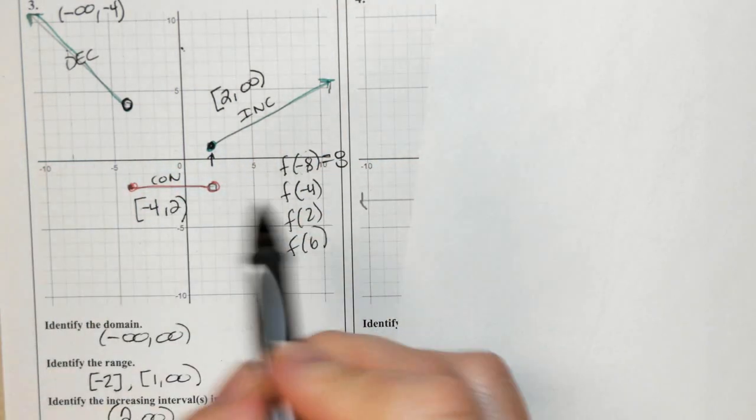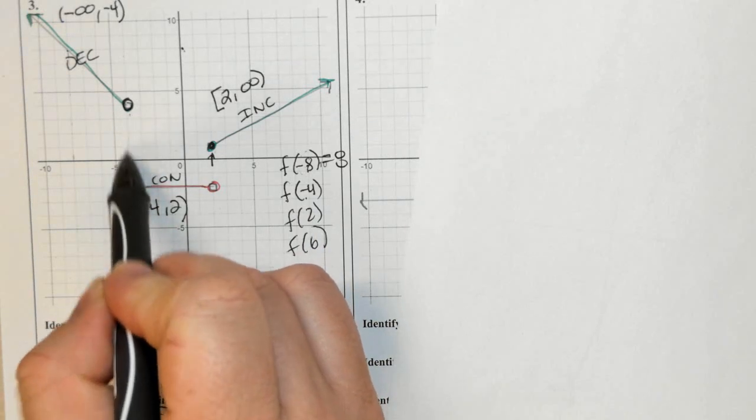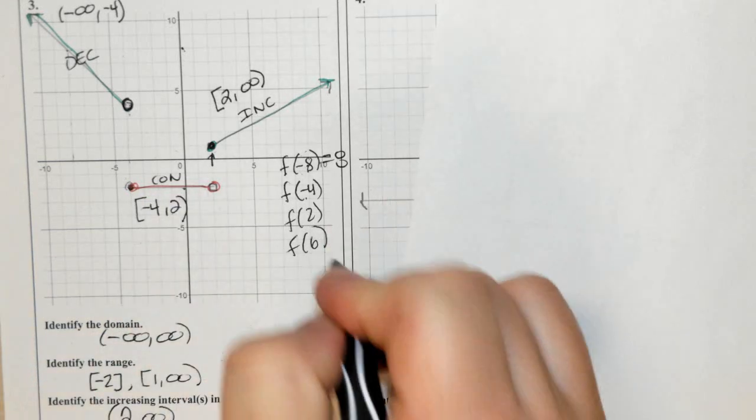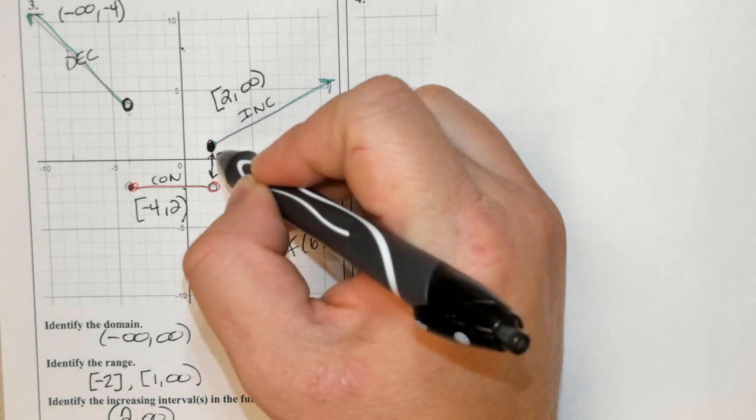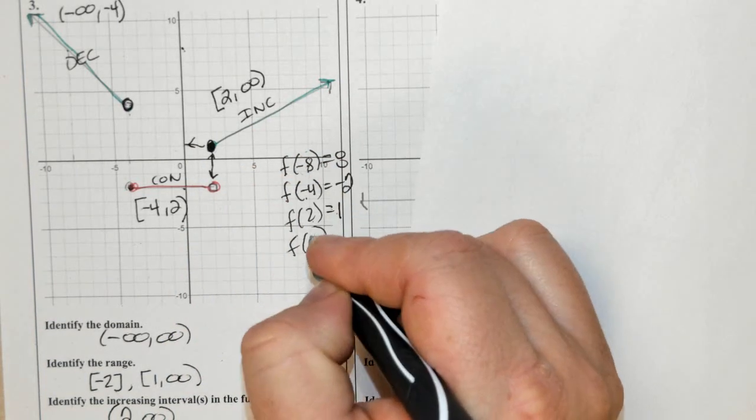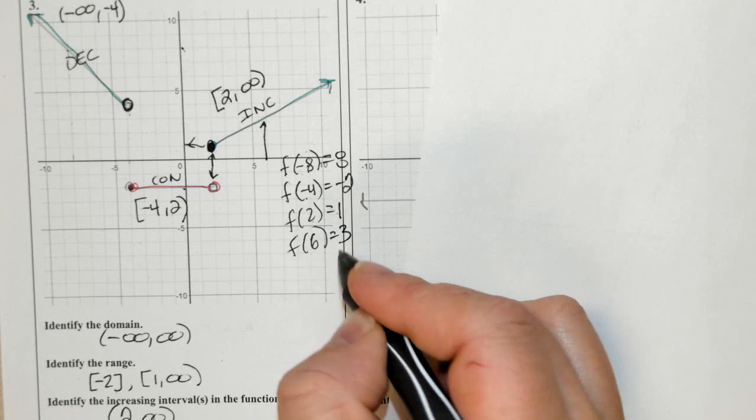I go to where x is -4. Okay, well, it looks like there's 2 places. Remember, we're looking for a closed dot. The output or y value is -2. Go to +2. Again, it looks like 2 places, but only the closed dot is what we consider as part of the solution set. It has a y value of 1. At +6, we have a y value of 3.